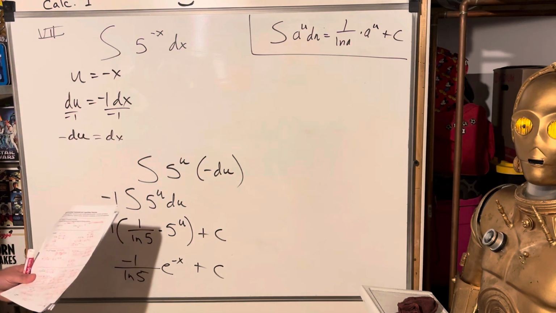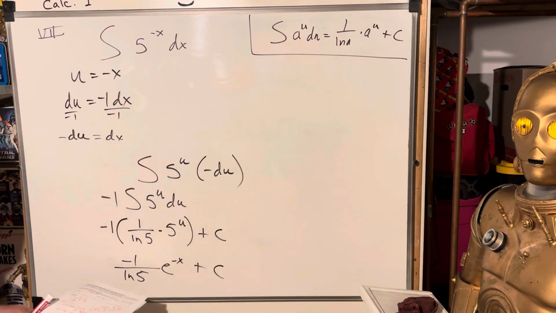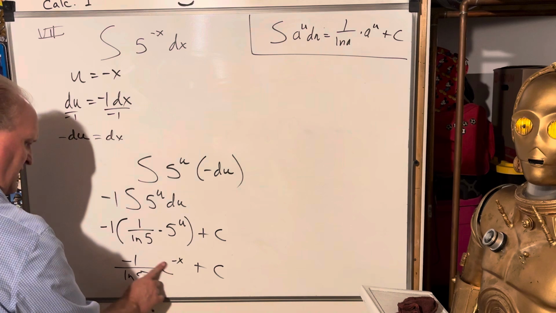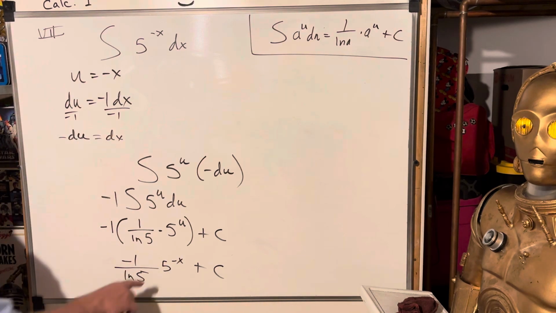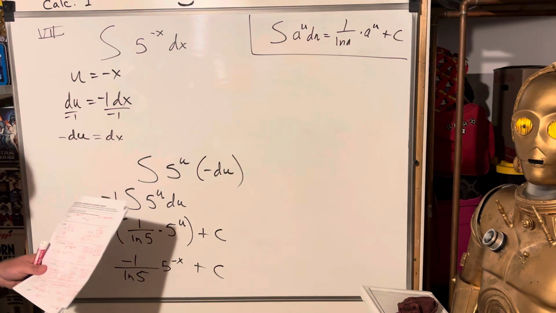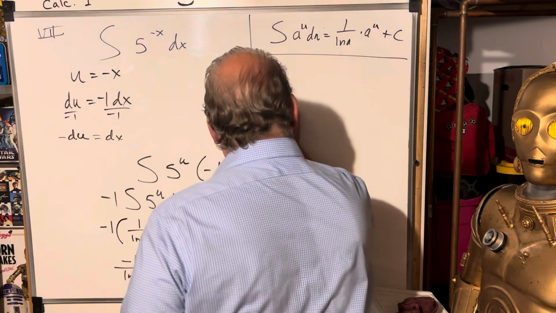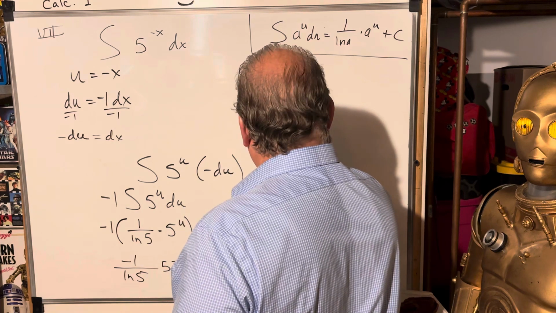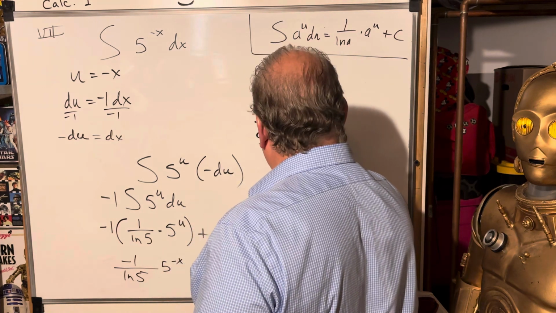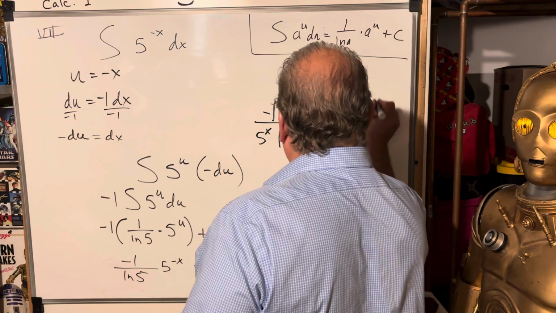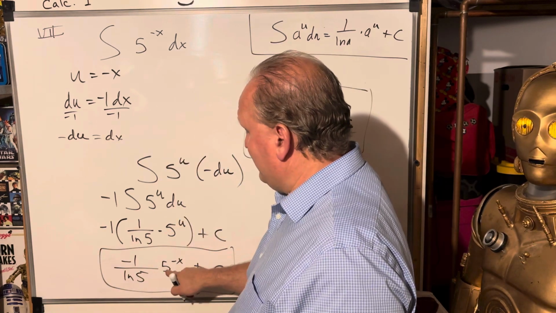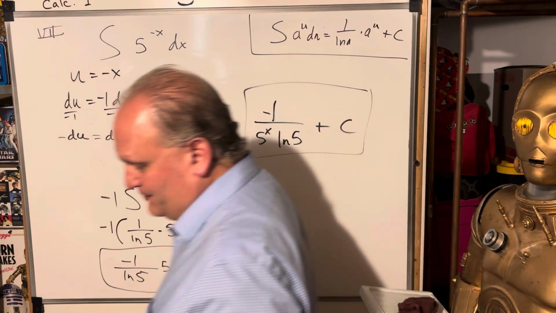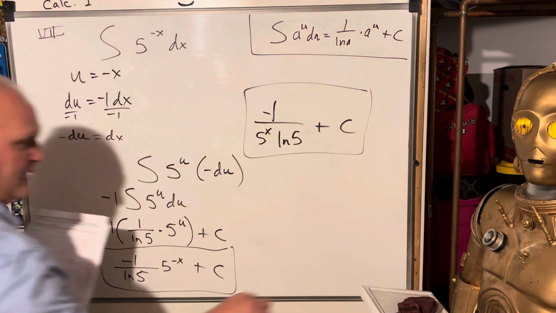You can leave it like that. That's fine. Or we could move that. Oh, wait. I made an e where there wasn't an e. Don't make an e where there wasn't an e. That was a 5. So you could take that and pull it down if you want to. So we have negative 1 over 5 to the x power ln 5 plus c. This is fine. This is also fine. You could leave it like that. Just don't do what I did. Don't put an e there. That's a 5, not an e.